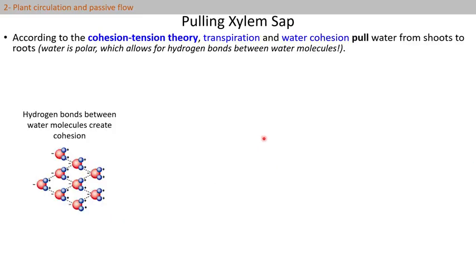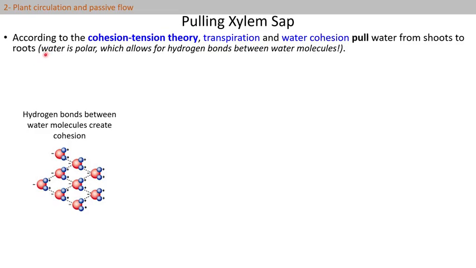So how do you get bulk flow in the xylem? You need a pressure. And in that case, the pressure is negative. So there's suction coming from somewhere. The theory that describes that is called the cohesion tension theory. Transpiration in the leaf is essentially the engine. It's what generates the pressure. And then water cohesion pulls water from the shoots to the roots.